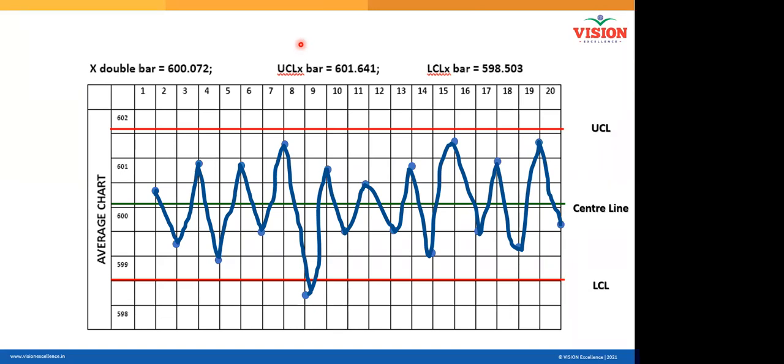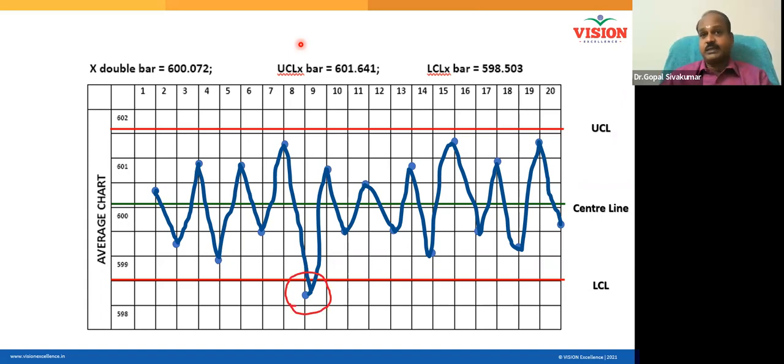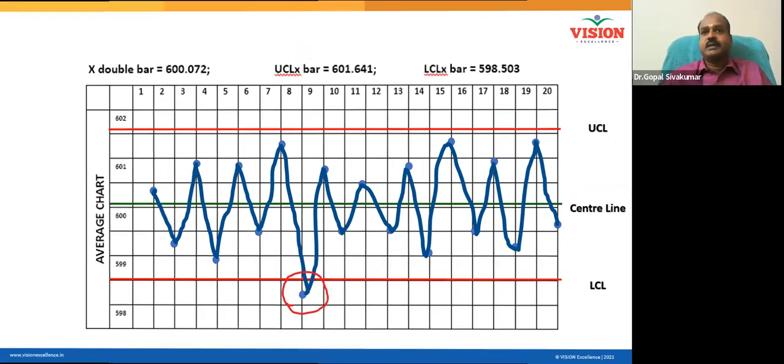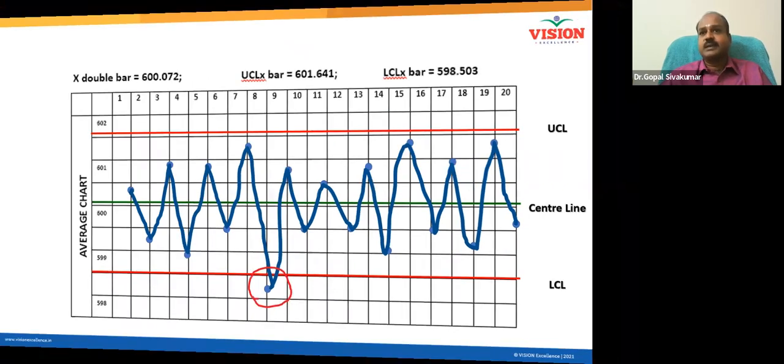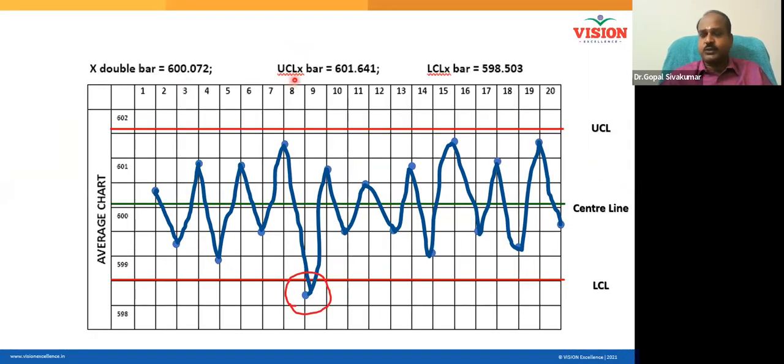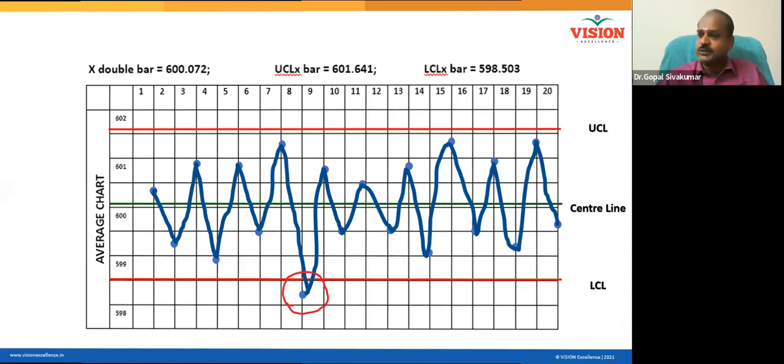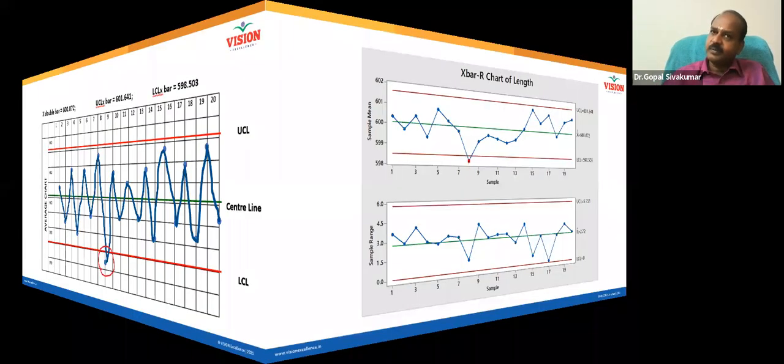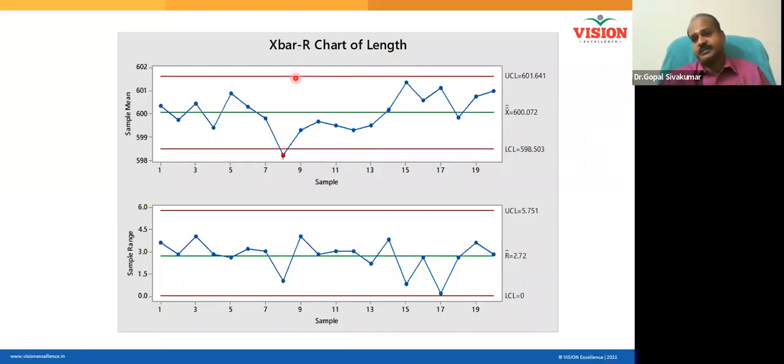So is this chart connected, an extended version of the previous graph, or is this graph a different one? This is a different one. Look at the center line. Center line is X double bar. The values are different. Now I am showing both. R chart also I am showing. X bar chart also I am showing.